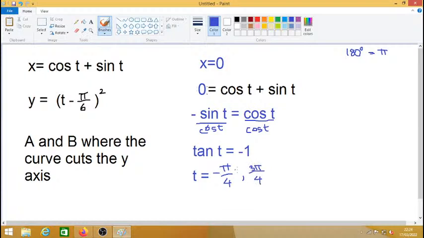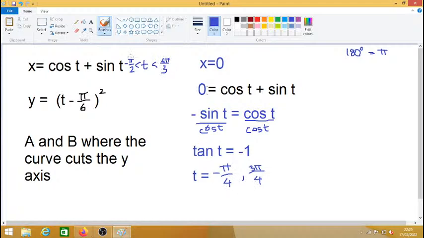How many of these you need depends on the question. Normally in the question, right at the beginning, they tell you that there's a range for the angle. In this question, the range was t is in between minus pi over 2 and on the other side it's 4 pi over 3. So that means these two answers here are enough because they fall in between that range.